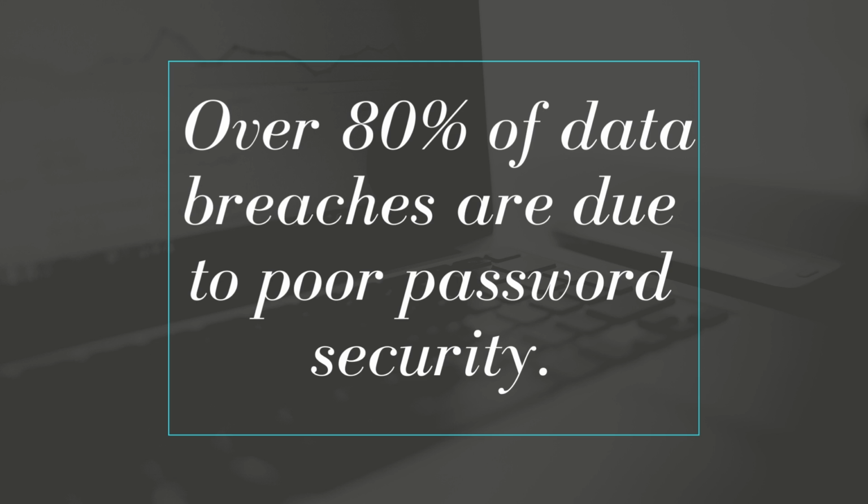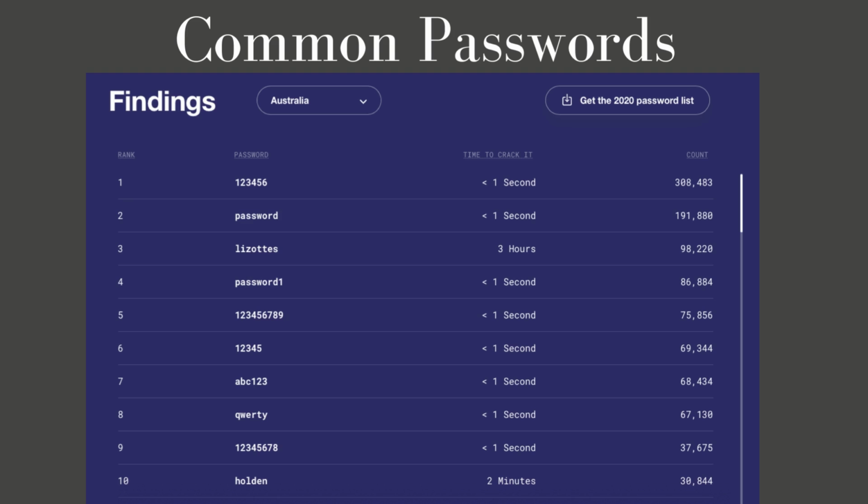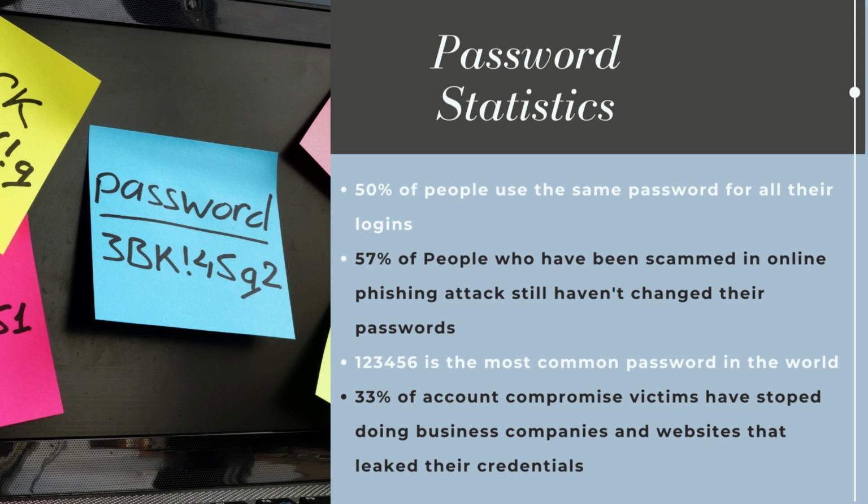So over 80% of data breaches are due to poor password security. Just looking at a list of common passwords for 2020 in Australia, you can see the most common password is 123456, and you'll find worldwide that's the same. Password is the second most common password. You can see password1, 123456789, QWERTY, ABC123. So these are the most common passwords in Australia, and unfortunately attackers know that, and they will use that to their advantage when performing password attacks.